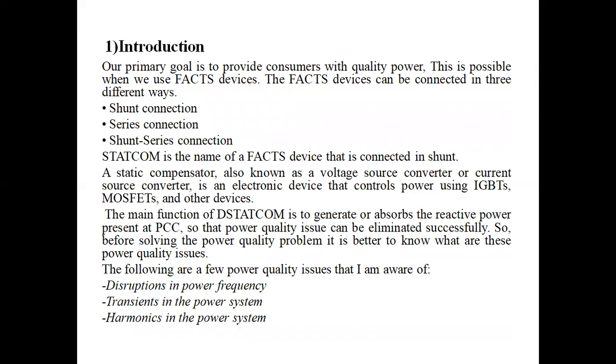A static compensator, also known as a voltage source converter or current source converter, is an electronic device that controls power using IGBTs, MOSFETs, and other devices. The main function of DSTATCOM is to generate or absorb the reactive power present at PCC, so that power quality issues can be eliminated successfully.